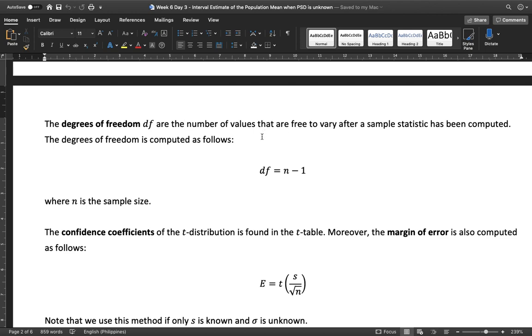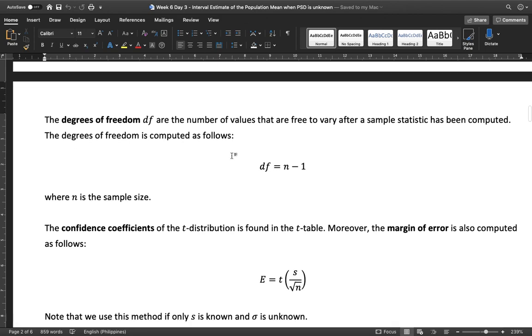So, meron tayong iba't ibang ginagamit na test when it comes to T distribution. And for those tests, we have the degrees of freedom. And there are several ways on how to compute for the degrees of freedom. In this particular test, in the T distribution, we make use of degrees of freedom is equal to the sample size minus 1. Just take your sample size, subtract it by 1. And that's our degrees of freedom. So, that's how we're going to compute for the degrees of freedom in this particular case. May iba't ibang test kasi ng T distribution eh. And iba't iba yung way ng pag-compute ng degrees of freedom.